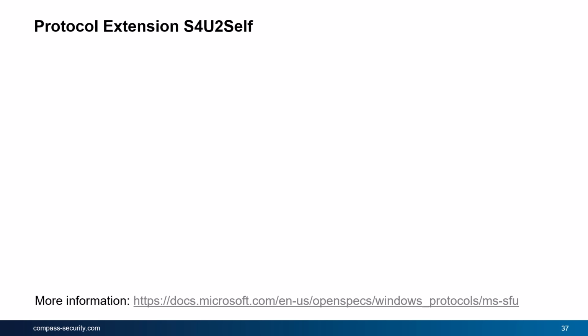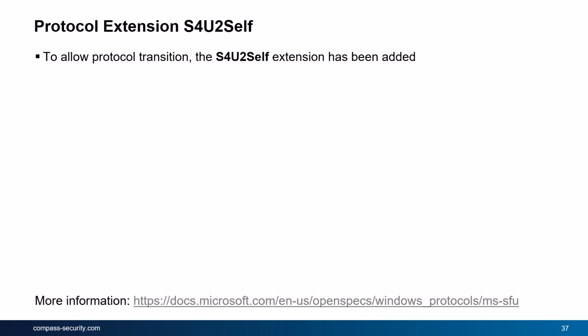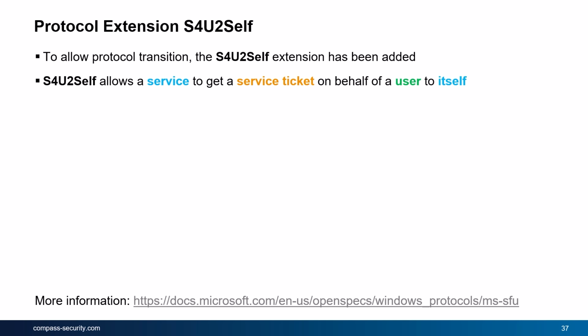To enable the protocol transition feature in constrained delegation, Microsoft has added an additional extension to the Kerberos protocol called S4U2Self. With this protocol extension, a service is able to fetch a service ticket on behalf of a user. So the user we want to impersonate in our delegation, and this service ticket is meant for the service itself. So the service ticket that then is created via S4U2Self is essentially the proof of the user's presence again.